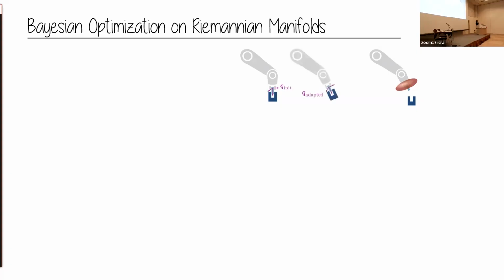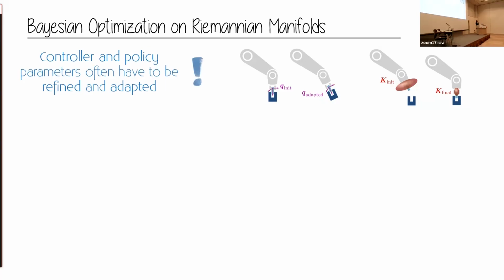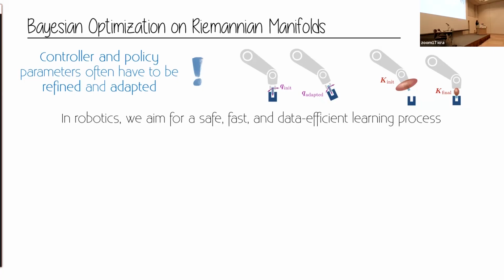So for instance, if you take the orientation skill on the left, you may want, if the orientation of the hole changes, to adapt your skill and have a new orientation of your end effector. In the second case, you may want to change the stiffness of your robot through the task, such that at the beginning you have a large stiffness in a direction, and at the end you have this stiffness adapted to insert the peg in the hole. So basically, controllers and policy parameters often have to be refined or adapted. And in robotics, we would like to have a safe, fast, and data-efficient learning process, right?